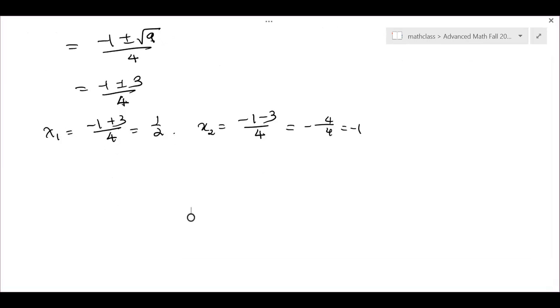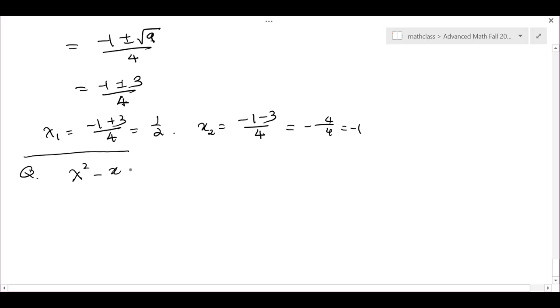All right. Now, you have time, so let's try to solve this problem. x squared minus x minus 30 equals 0. Please find all the solutions. You can use any method you want.